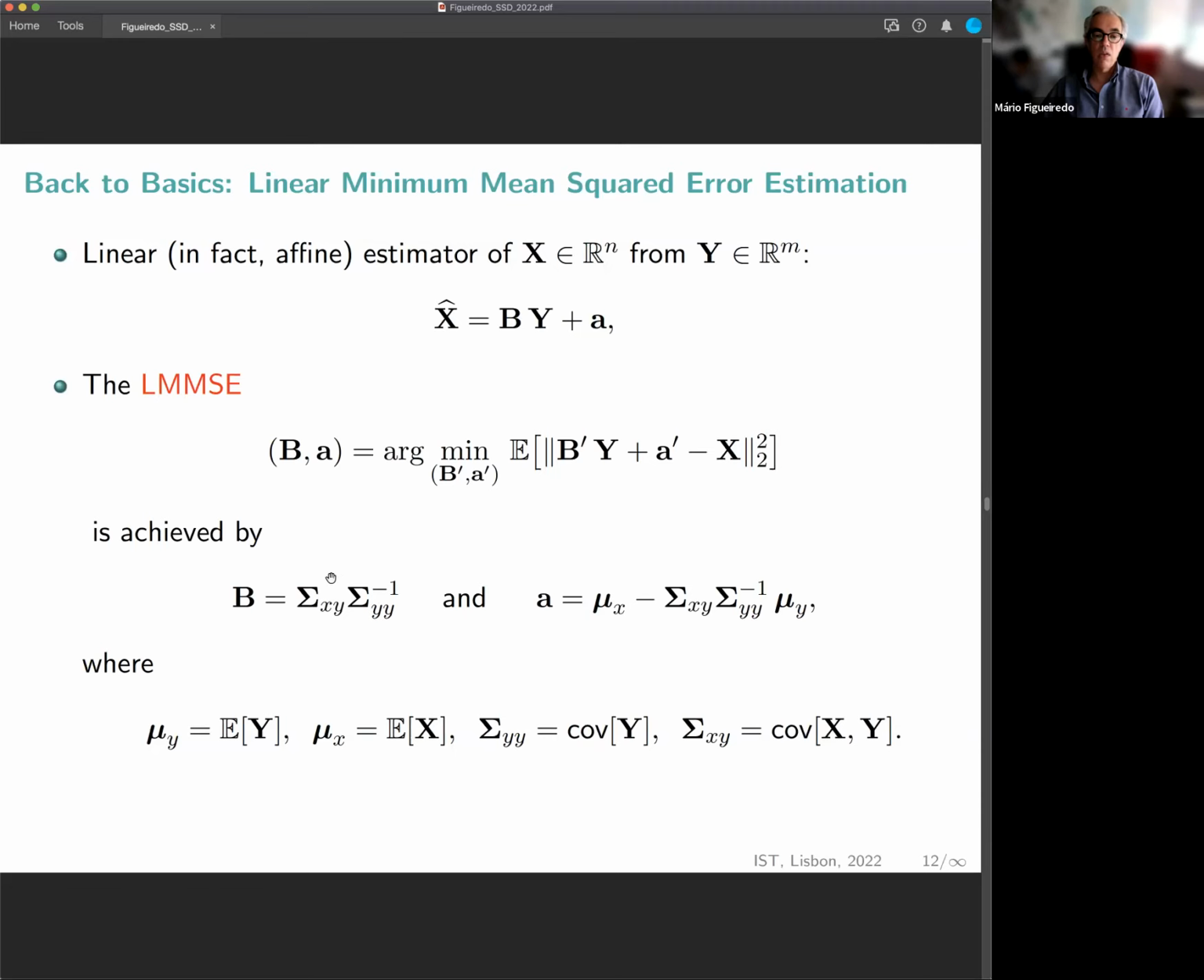For example, notice that if sigma XY is 0, so if there is no correlation between X and Y, this covariance will be 0. So this guy will be 0, B will be 0, and this guy will be 0, and A will only be mu X. So which means that if you're estimating X from Y, but X and Y are uncorrelated, your best estimate is just the expected value of X. That's it. You gain nothing by looking at Y. But if there is some correlation between X and Y, then B is not 0, and you're using information from Y to produce an estimate of X.